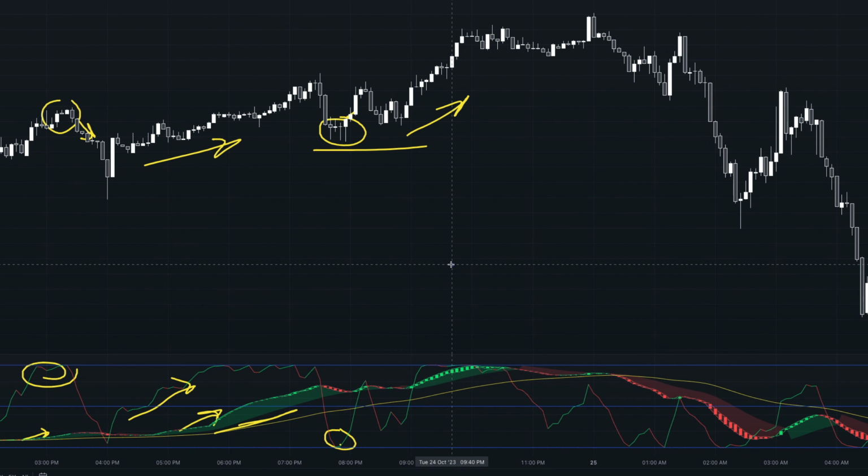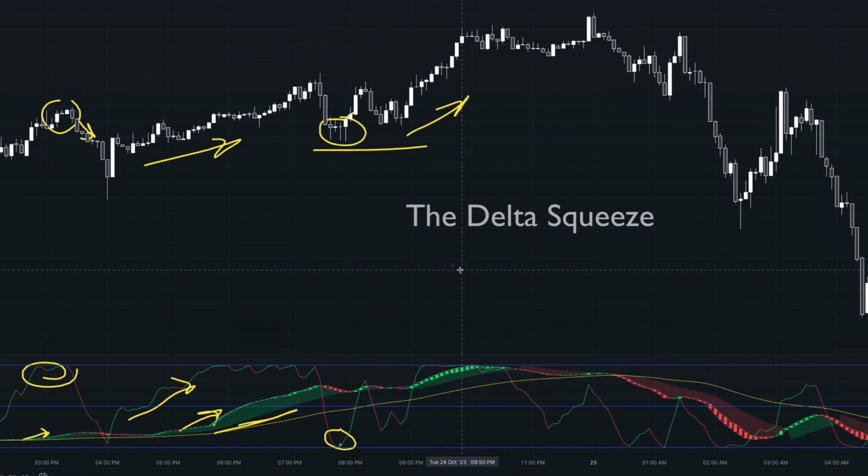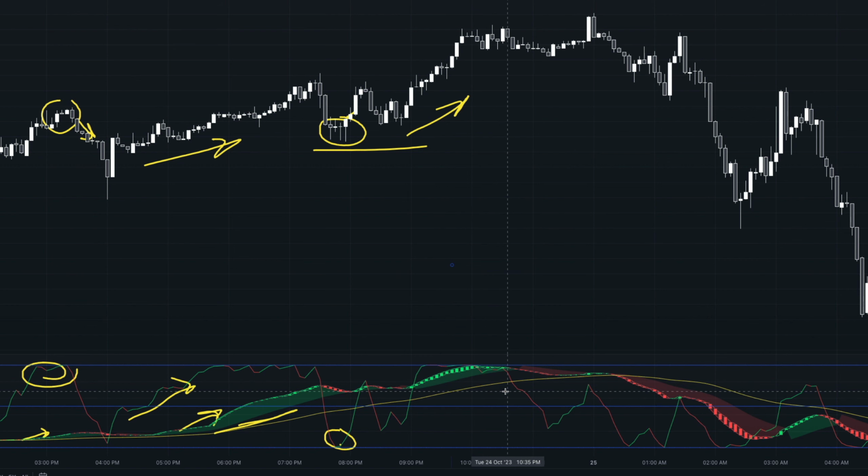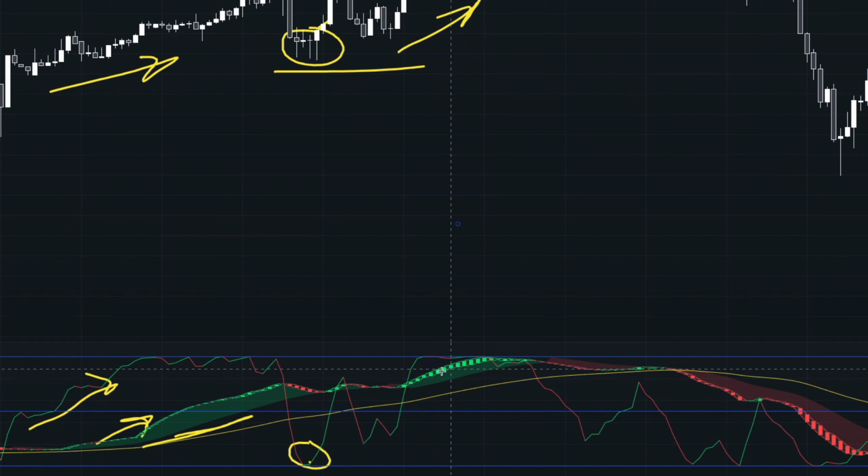Now I'm going to show you one of my favorite setups with the cumulative delta, and it's one that I call the delta squeeze. Now the delta squeeze is typically used for trend reversal. So what I look for, and this might be kind of hard to see here, is for the delta to come to the top or the bottom of the indicator and actually touch the top.